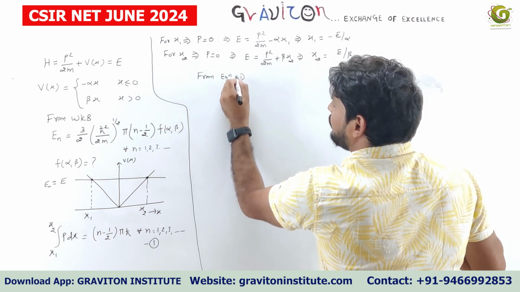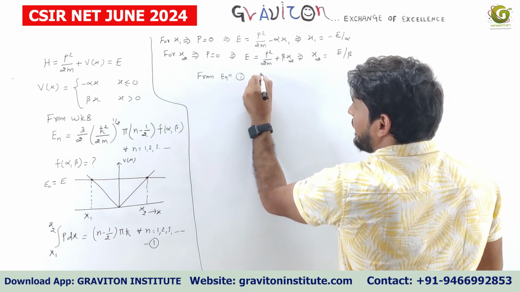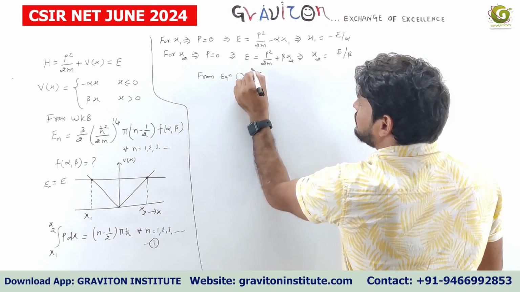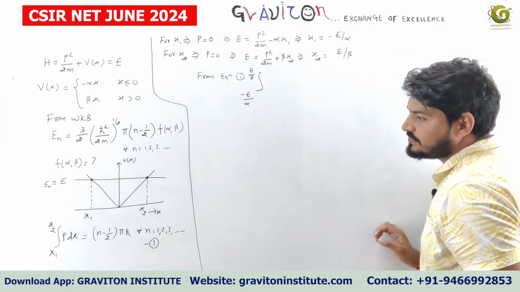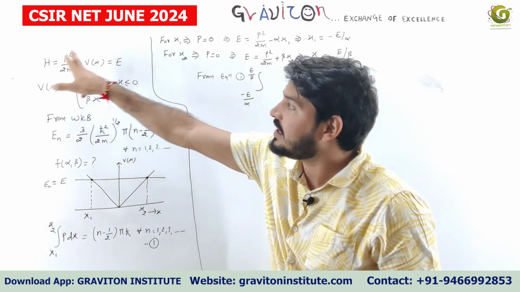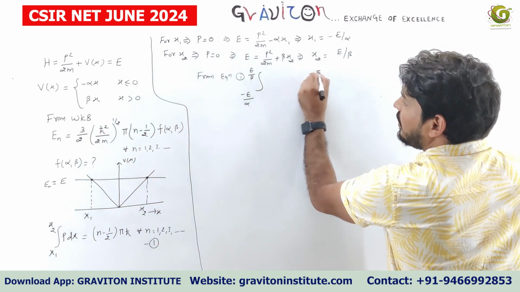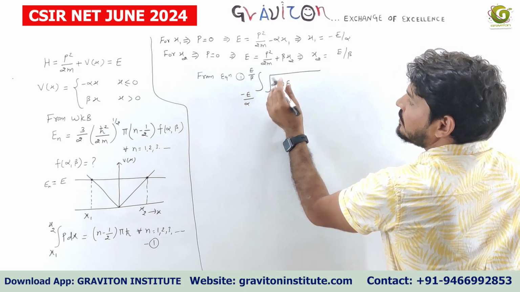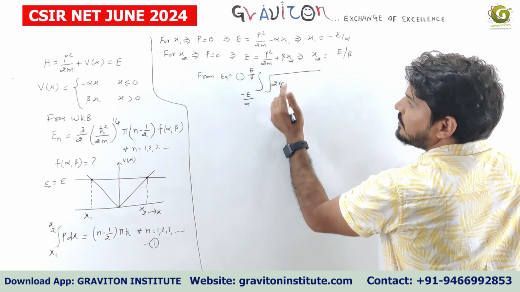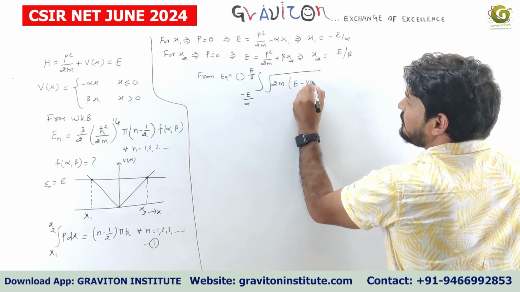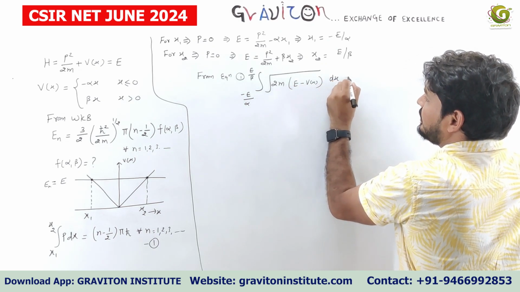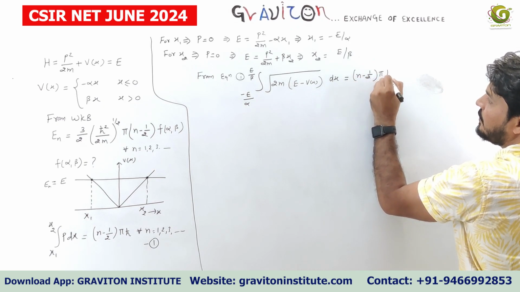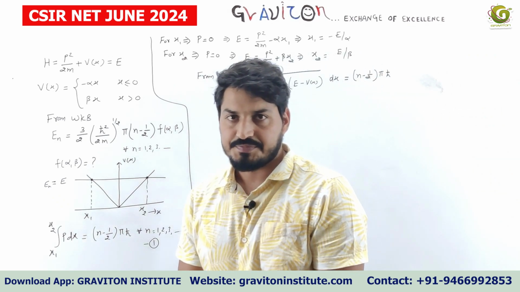From equation 1, the limits are minus E by alpha to E by beta, and you can calculate p from here. I can write it as the integral of under root of 2m(E minus V(x)) dx, which is equal to (n minus 1/2) pi h-cut.